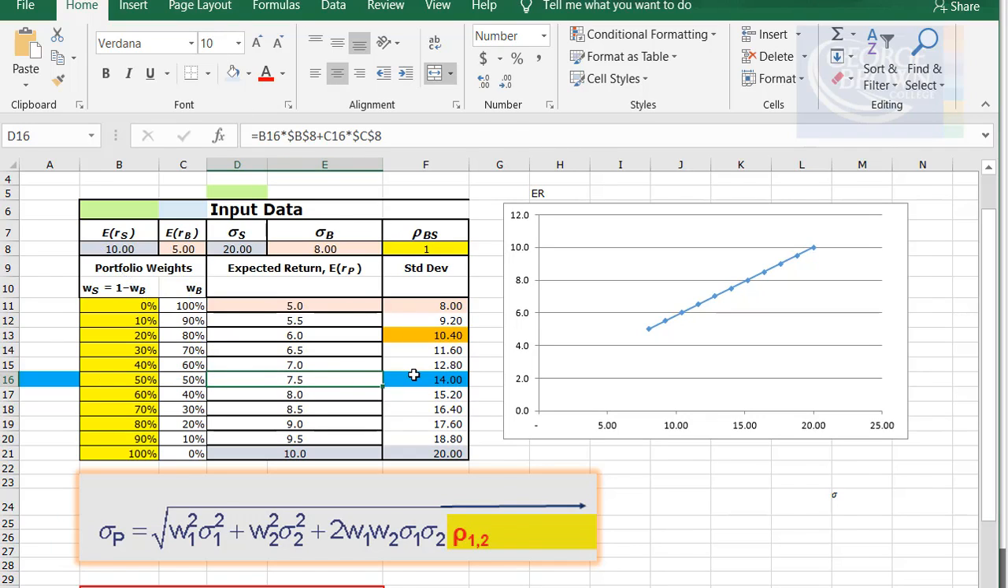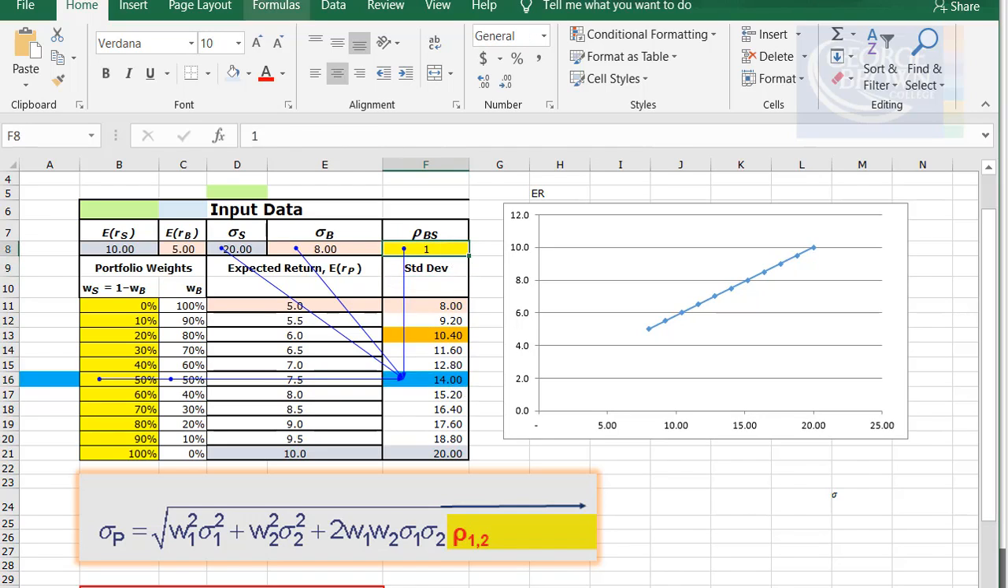Now, here's where I can adjust my correlation. Here I'm starting with a correlation of 1, so therefore if a correlation is 1, then the standard deviation of the portfolio is just going to be the weighted average. So you can see here half of 20 is 10, half of 8 is 4, so the standard deviation would be 14%, okay?